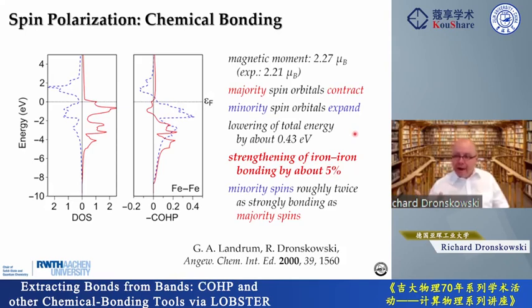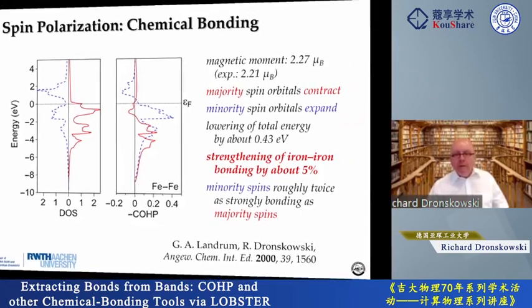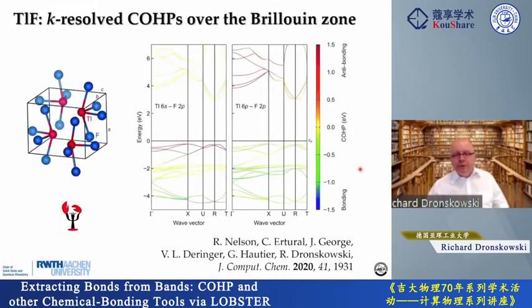So for iron becoming ferromagnetic, it is due, from the chemical perspective, to a stronger bonding in the spin polarized case. So there's a new option in LOBSTER introduced in the year 2020. Now we can also color the bands.